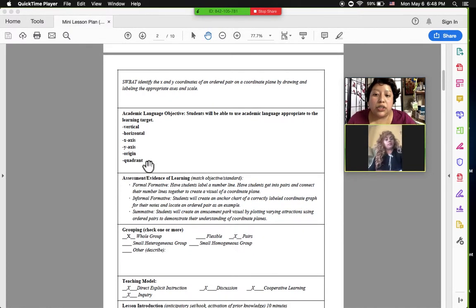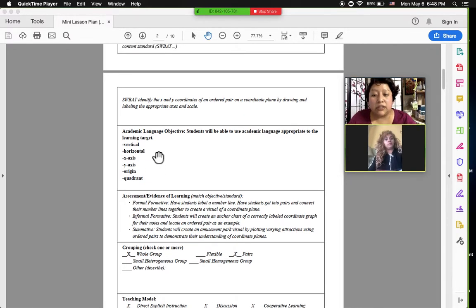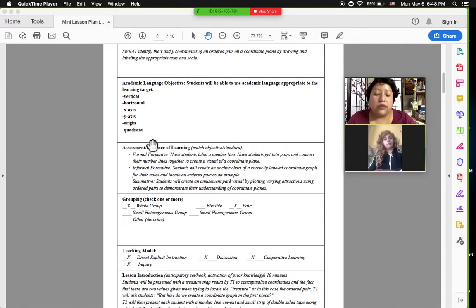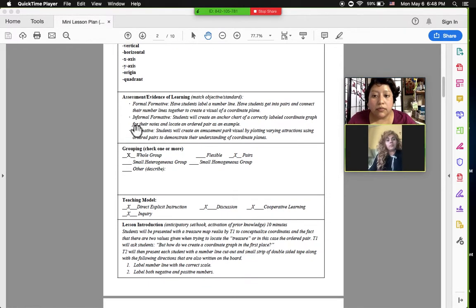And then to make sure that our students are accessing the ELD standards, we focus on a series of vocabulary words: vertical, horizontal, x-axis, y-axis, origin, and quadrant. This is vocabulary that we would try to implement at the beginning of the lesson, use frequently, and expect our students to use as well whenever they have conversations or discussions during the collaborative part of the lesson.